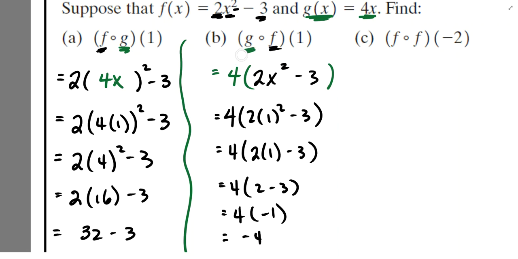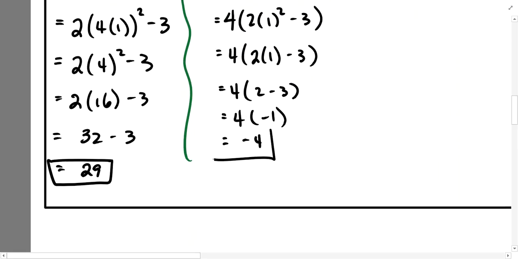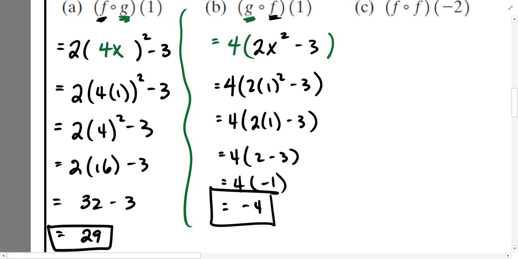And in sticking with the green and black theme here, G is marked with a green ink and F was marked with black ink. So we've got this outer function 4 times something. The something on the inside ended up being the entire function f, 2x squared minus 3. I did elect to substitute x with 1 back here and then simplify and ended up with a solution of -4. And so hopefully that's enough to show you, anecdotally anyway, that these two are not necessarily equal to one another.